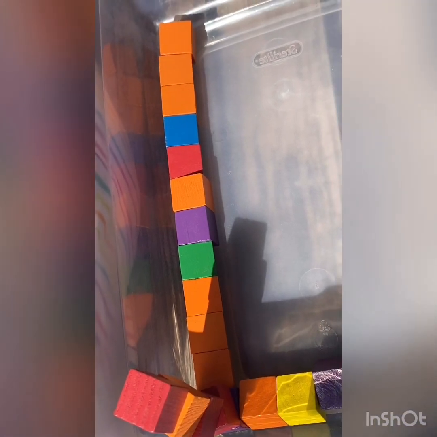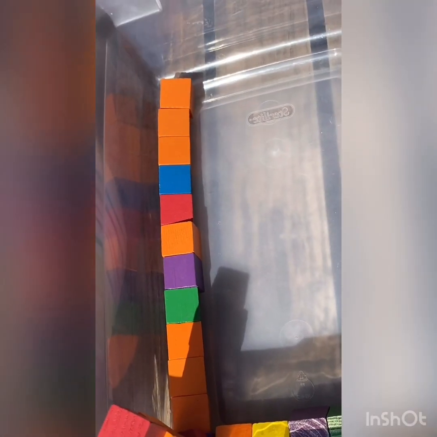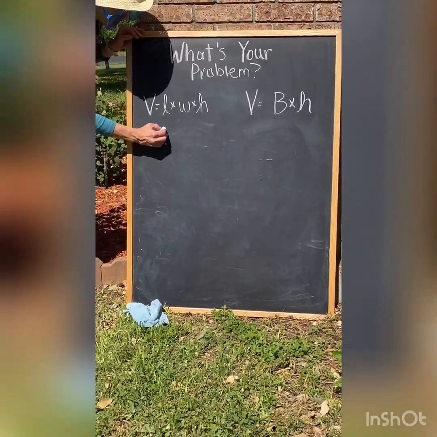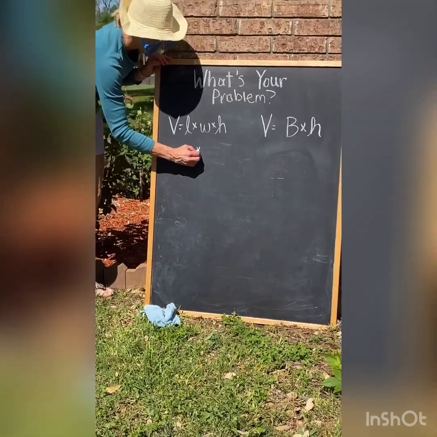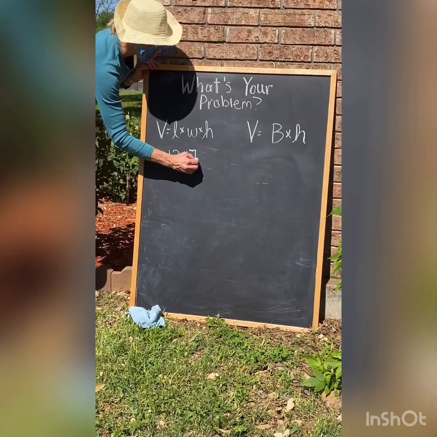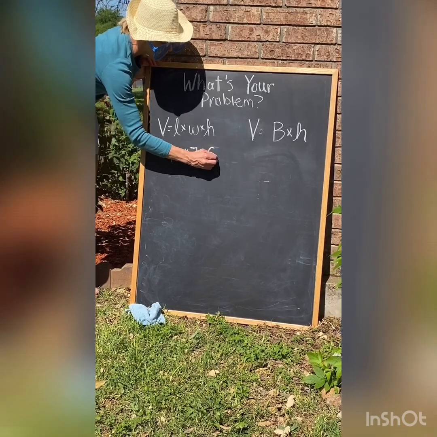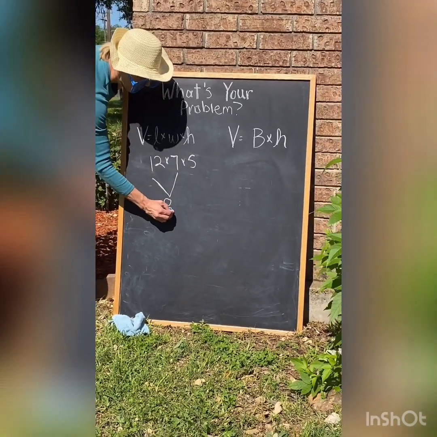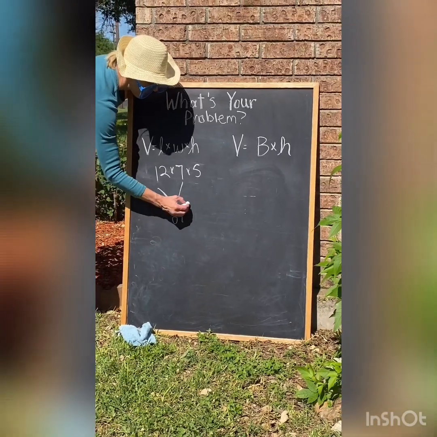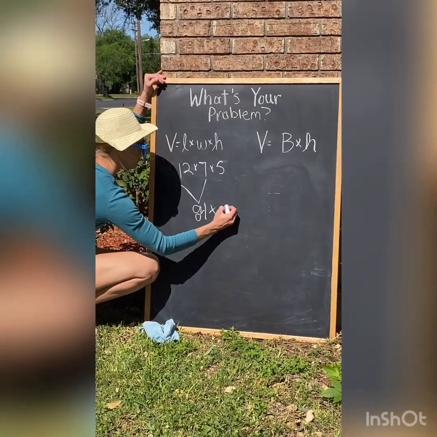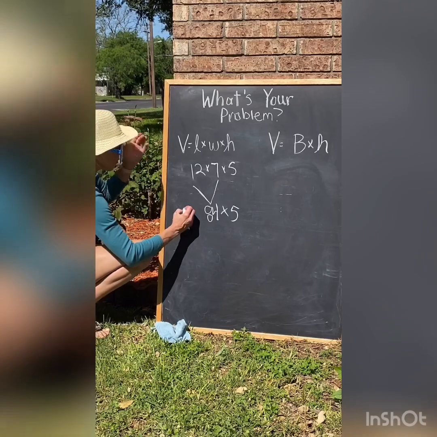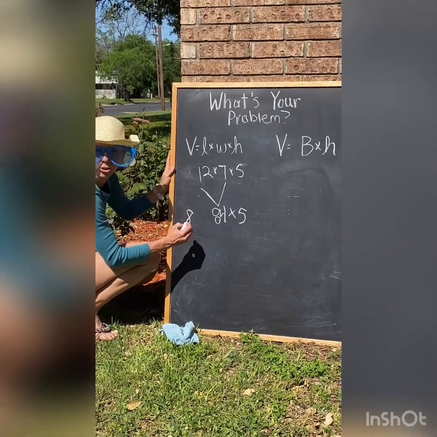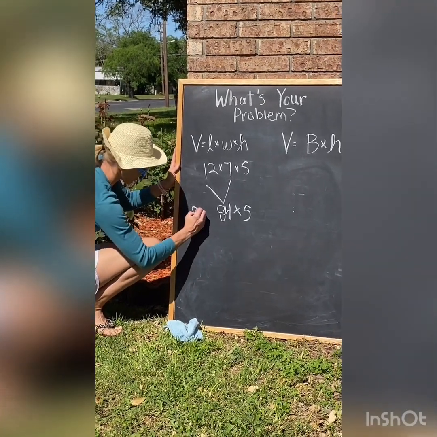So let's go to our chalkboard to do a little calculating. We had a length of 12, a width of 7, and it was 5 blocks tall. And 12 times 7 is 84. And then we just have to multiply by how many layers? 84 times 5. I don't know about you folks, but I can't do that in my head, so I'm going to work it on the board.